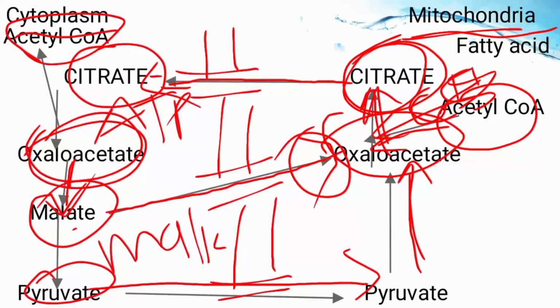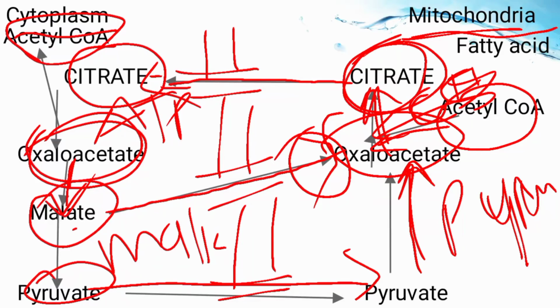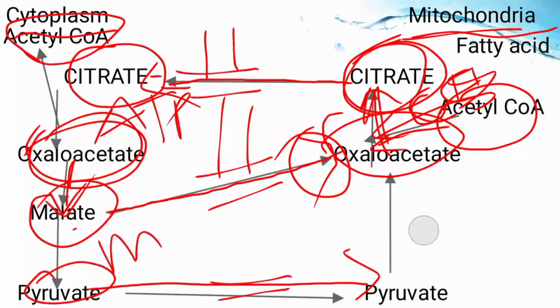Pyruvate will be acted upon by pyruvate dehydrogenase. Pyruvate carboxylase, sorry, I need to clear something here. Pyruvate will be acted upon by pyruvate carboxylase, right? Then remember I told you guys that malate in the mitochondria, malate dehydrogenase 2 acts on malate to convert it to oxaloacetate. So I mistakenly said pyruvate carboxylase.